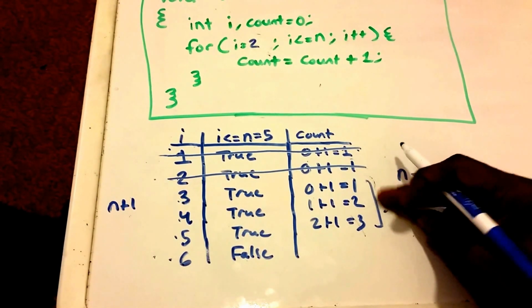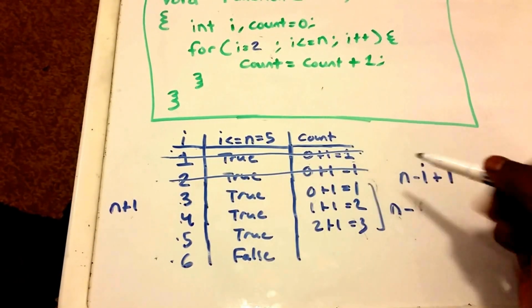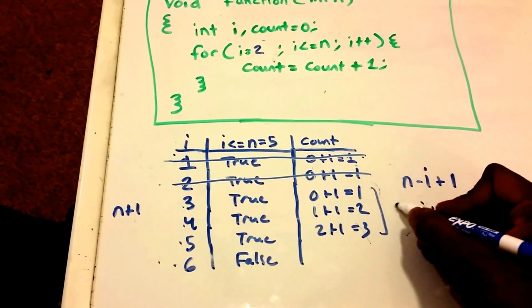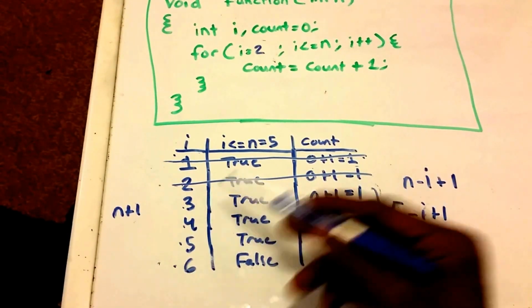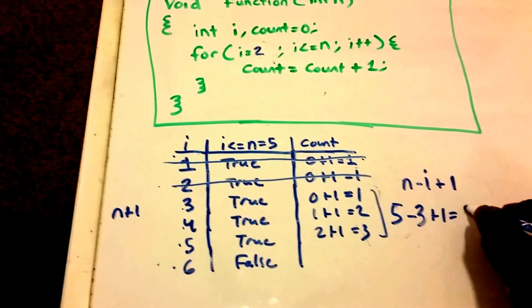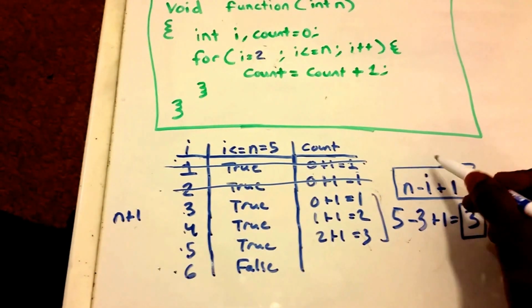Or we can also say it runs n minus i plus 1. So again, our n is 5. Our i is 3. So this equals 3, just like we wanted. So this is still big O of n.